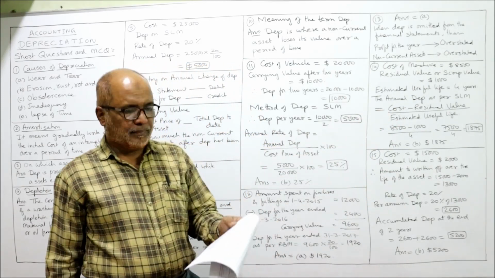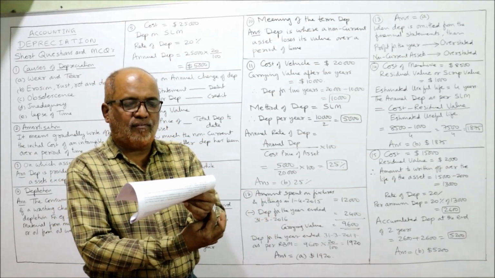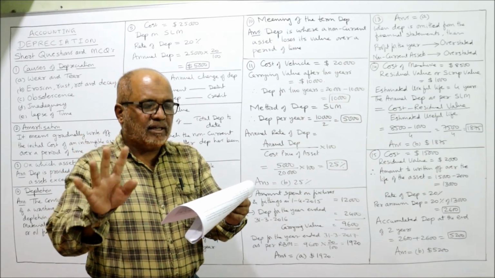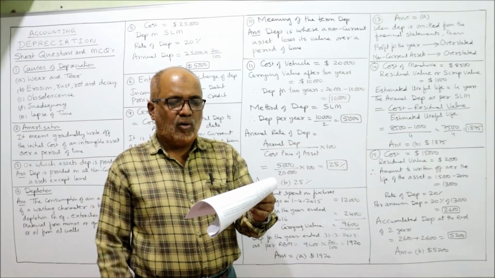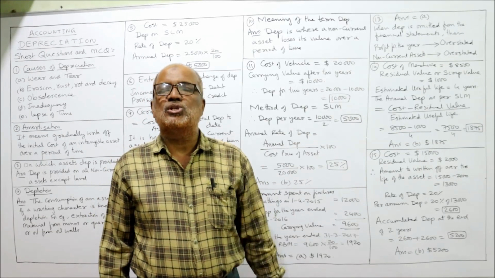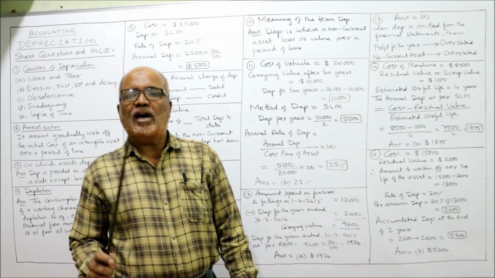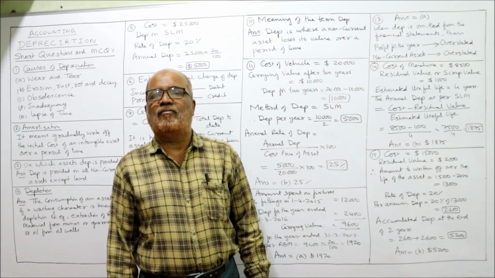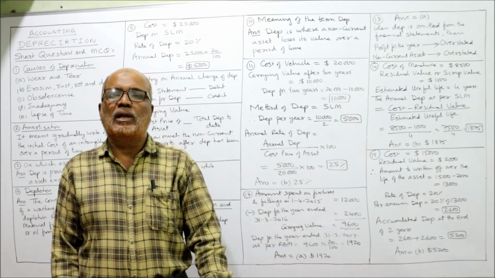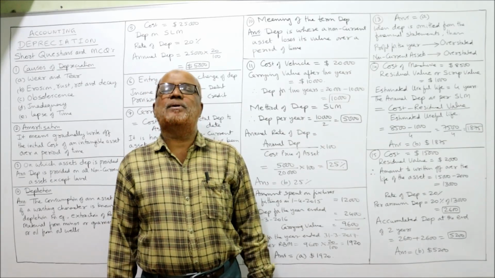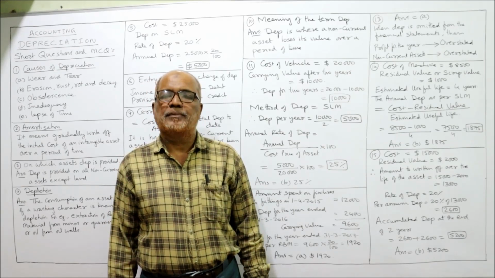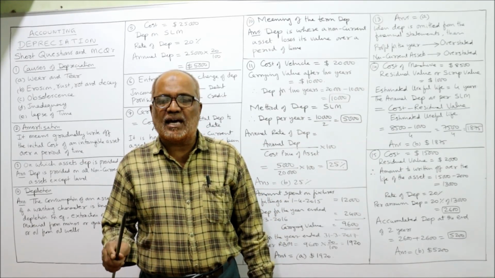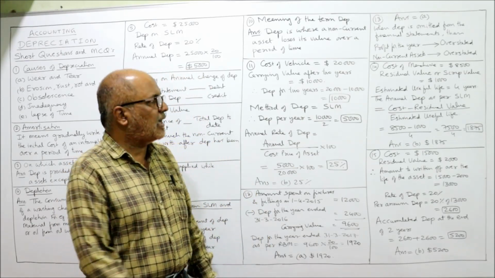Next, the 14th. An office machine cost $8,500 and is estimated to have a useful life of 4 years. Its scrap value at the end of this time is estimated to be 1,000. What is the annual charge of depreciation using the straight line method? We are given the cost of the asset. We are given the disposal value or scrap value, and we are given the estimated useful life. And the method of depreciation is the straight line method, SLM. So according to SLM, the annual depreciation is cost minus scrap divided by estimated useful life.